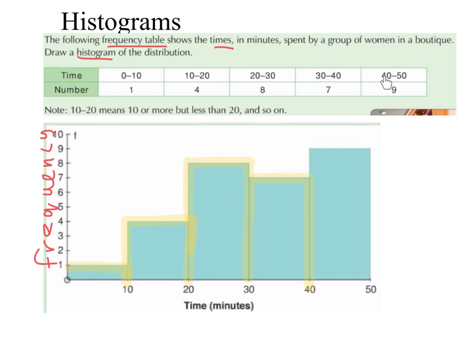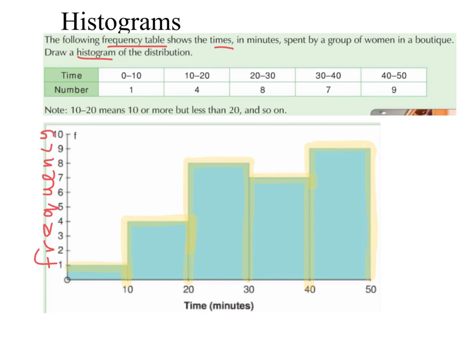And then for 40 to 50, we're going up as far as 9. So at 40, we're going to draw a line straight up until we are lining up with 9 on our frequency axis. Then we draw a line across until we're lining up with 50 on our x-axis, or our time axis, and then we draw a line straight down.